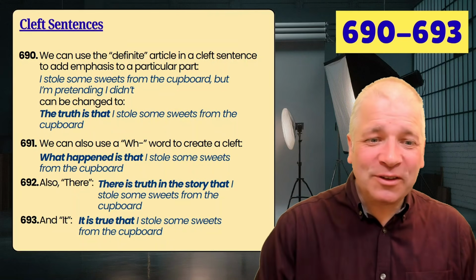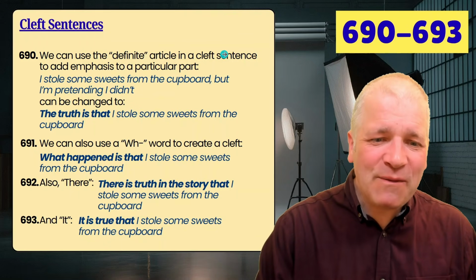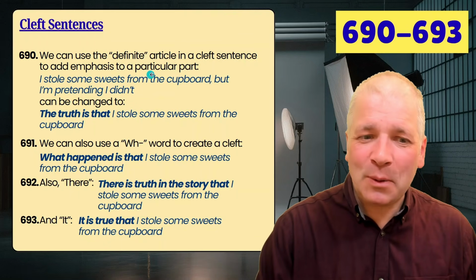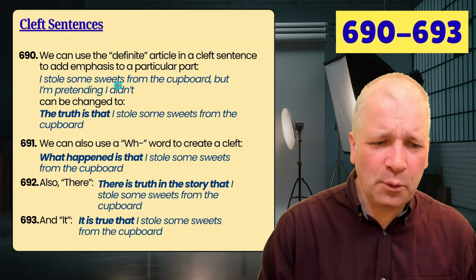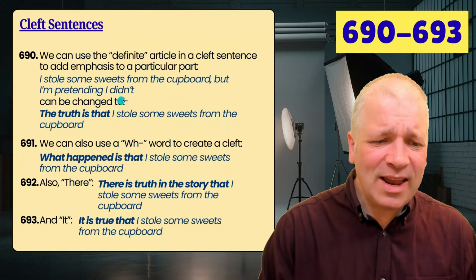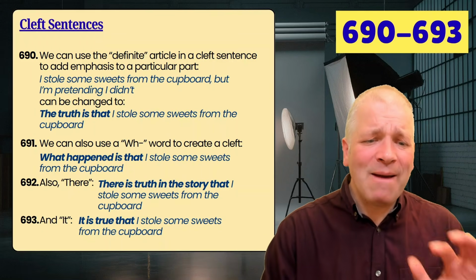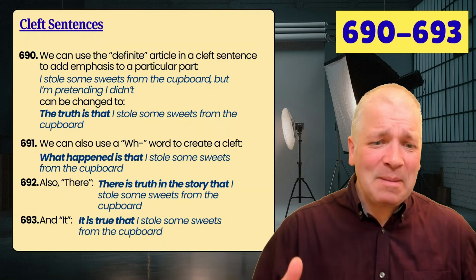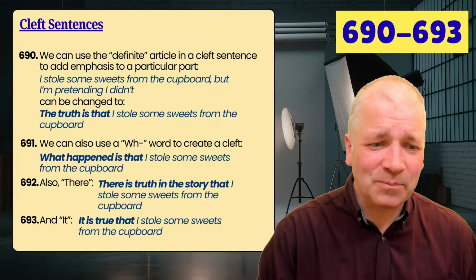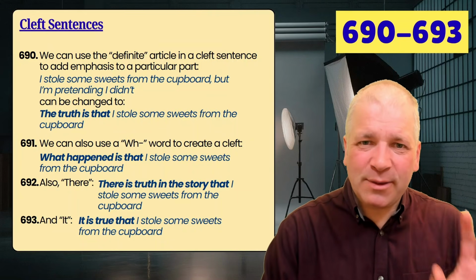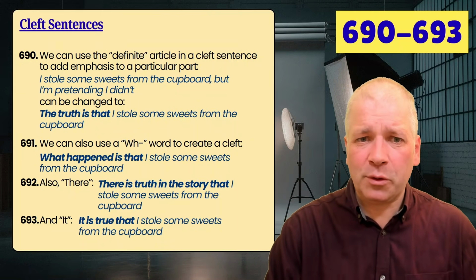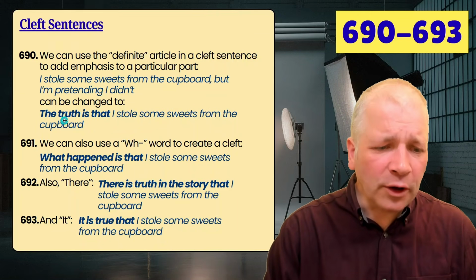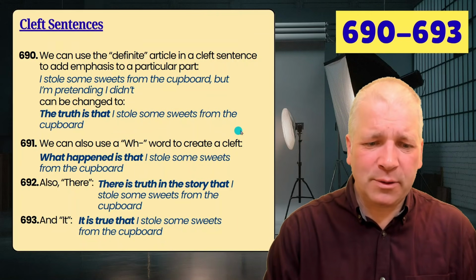We can use the definite article in a cleft sentence to add emphasis to a particular part. So let's think about this sentence. I stole some sweets from the cupboard, but I'm pretending I didn't. Now, I want to emphasize that I'm telling the truth here. So I add a cleft sentence at the beginning that brings emphasis to a particular issue, which is that this is the truth. So look at what I do here. The truth is that I stole some sweets from the cupboard.